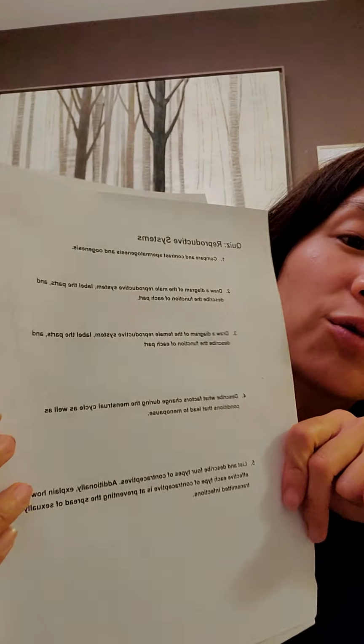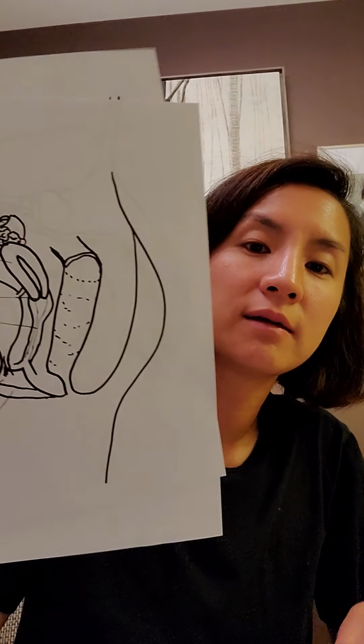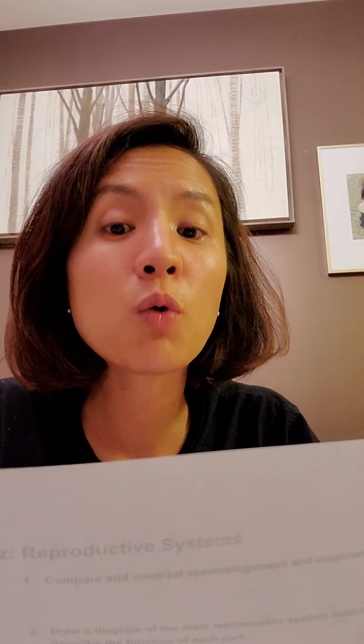I'm going to answer those quiz questions over the reproductive system, and these are the diagrams I drew to answer a couple of questions in the list. Question number 1, compare and contrast spermatogenesis and oogenesis. Spermatogenesis and oogenesis are both the processes of producing sex gametes. Spermatogenesis is the production of sperm in the testes, and oogenesis is the production of eggs in the ovaries.